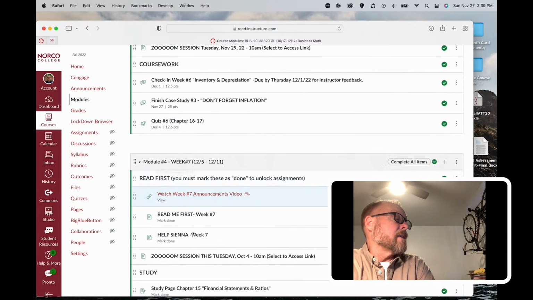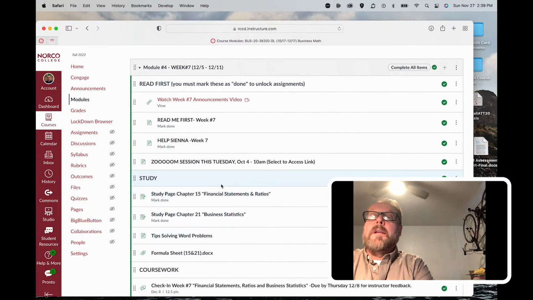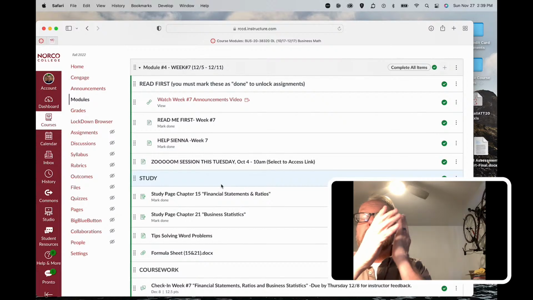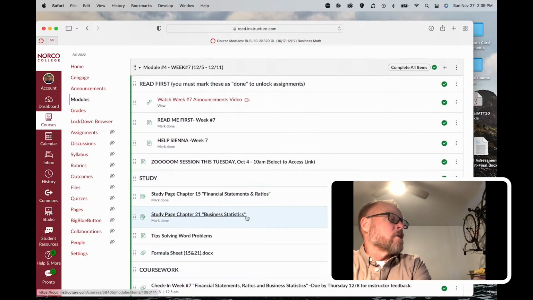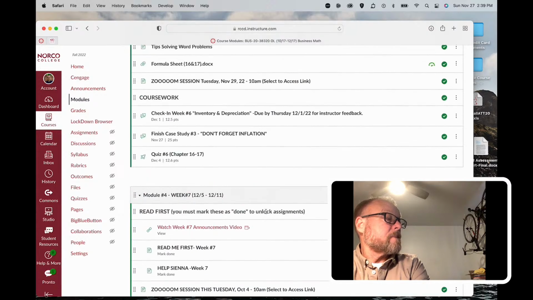So we're going to be looking at financial statements next week. So you're going to be looking at what's known as the balance sheet, the income statement, and the cash flow statement. And then you're also going to be looking briefly at business statistics, which is not hard. It's just finding the mean, the median, and the mode, and the range, and things like that. That's all you have to do on that one. So those aren't too much. Again, we'll be going over that in our video next week.